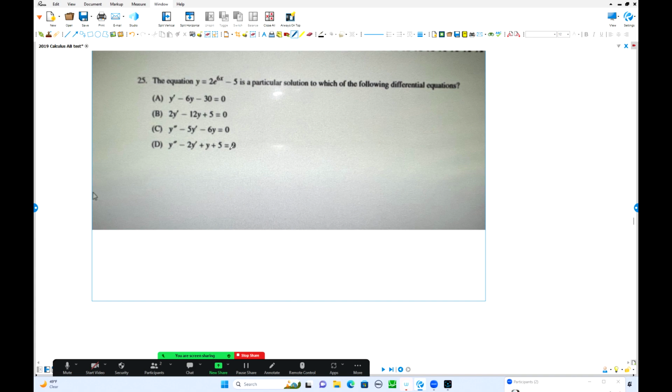Number 25, the equation y equals e to the 6x minus 5 is a particular solution to which of the following differential equations? I think we did this. That's a second order differential equation, so we better just check the solution. Y is given already.